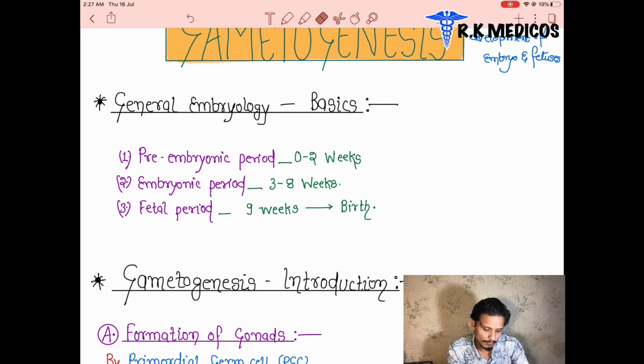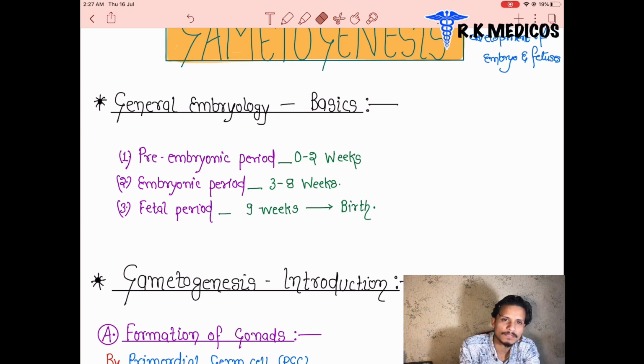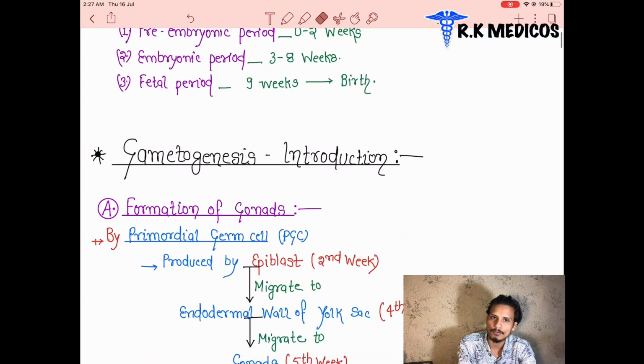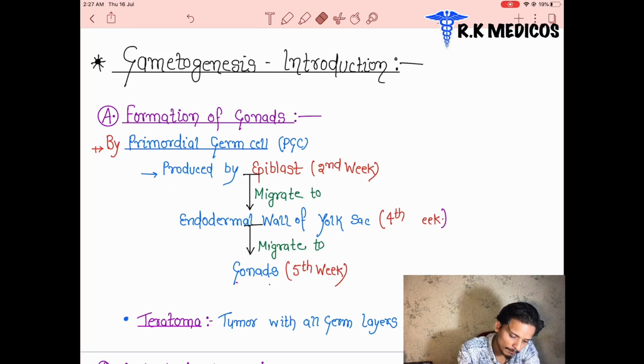In this section, we are going to discuss the formation of gonads first. Where are the gonads formed? The gonads are produced from the epiblast cells. We can see here the gonads and the primordial germ cells. Primordial germ cells are the cells produced by the epiblast. From where do these terms come?